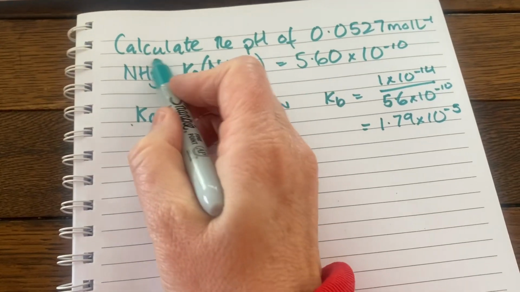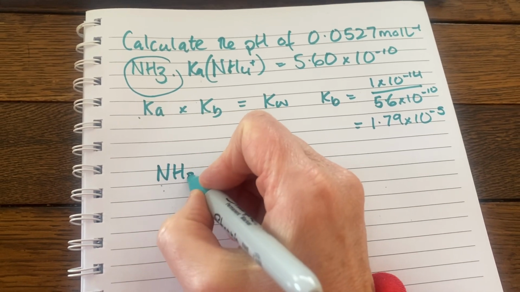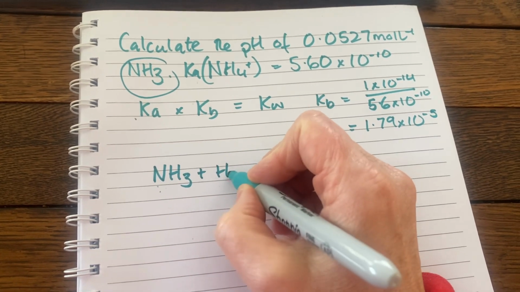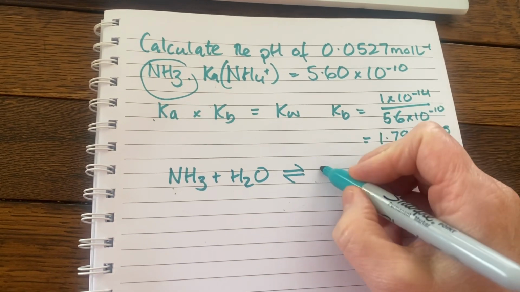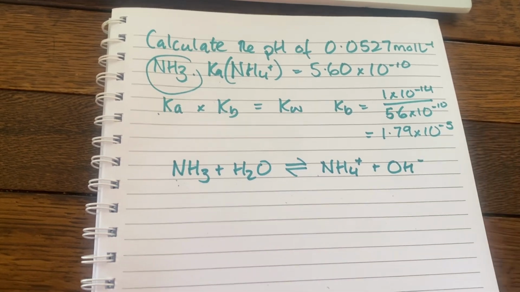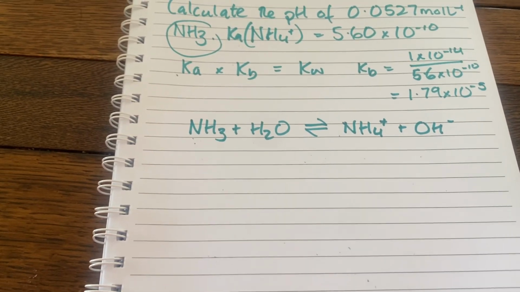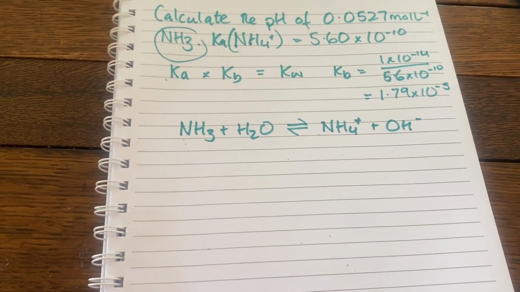So then I'm going to take my base and I'm going to write a base dissociation equation, just like we do for the acid. This is weak, so it's going to be an equilibrium. And you'll notice that you get the conjugate acid in this equation as well. This is going to become quite important when we look at a later section called buffers.